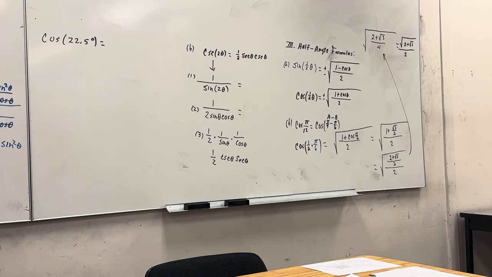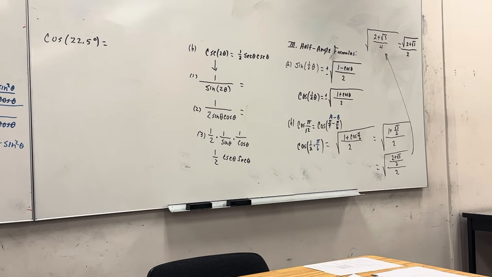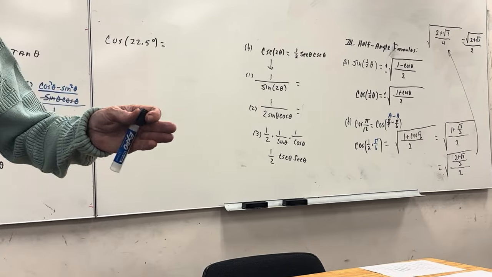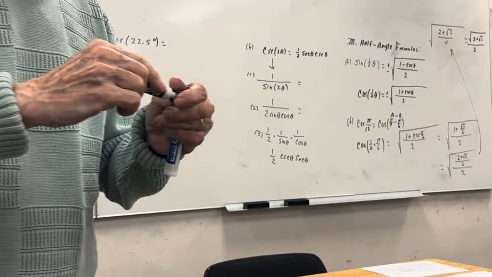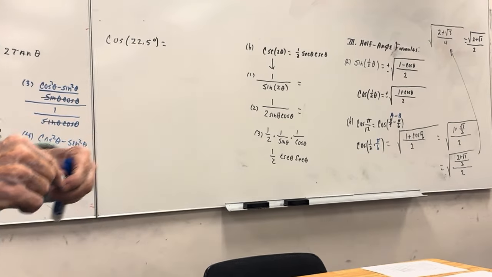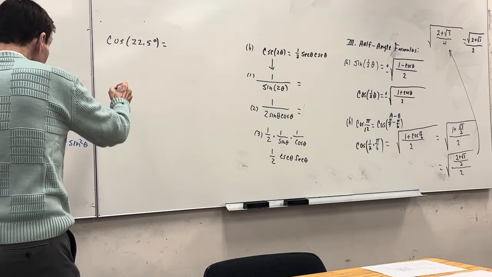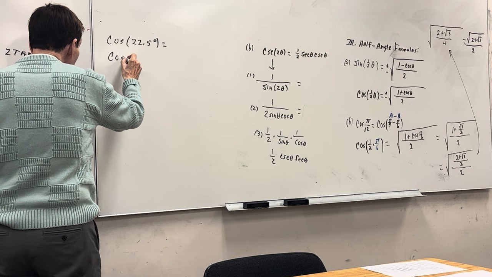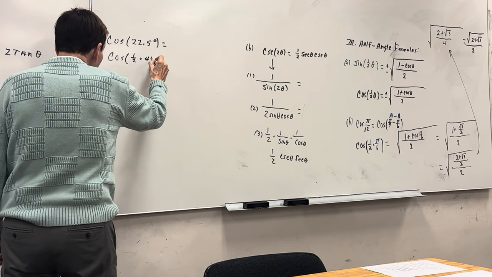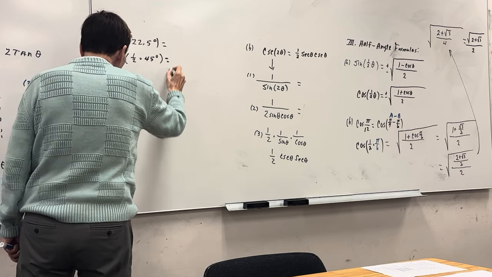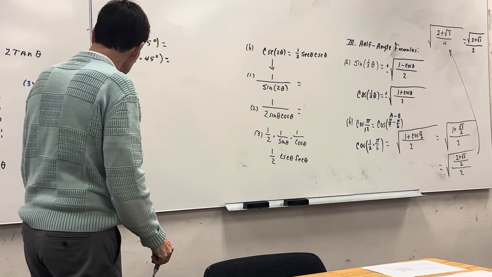Guys, this one is definitely going to use a half angle formula. I'm saying half, so it's got to take you back to an angle you recognize. Half of what angle that we used before is 22.5? Yeah, 45. So this is in degrees. Let's write this as cosine 1/2 of 45 degrees.